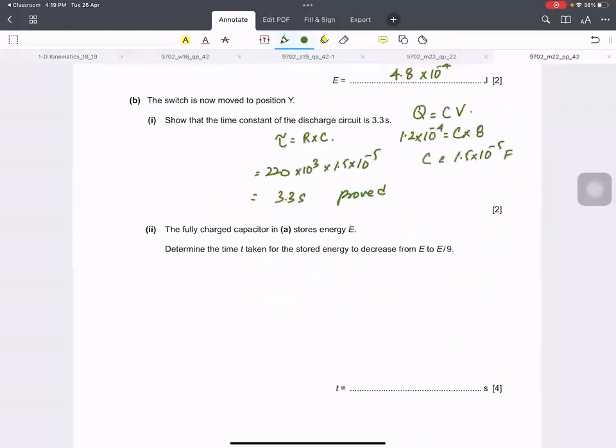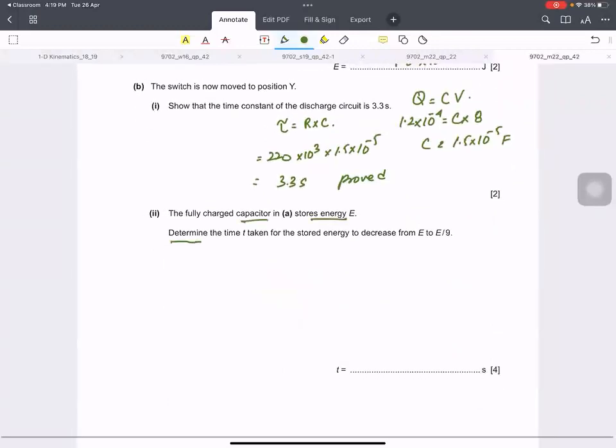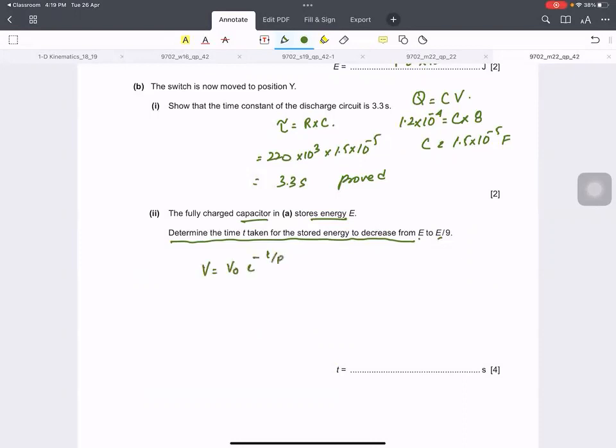Now the fully charged capacitor in E. Determine the time taken for the energy stored to decrease from this to this. Okay, now this is pretty easy. Very nice. Let me think about it. So V equals V naught e to the minus t over RC. We have the time constant. We have the time. Oh, no, we don't have the time. You have to find it. We don't have these two.